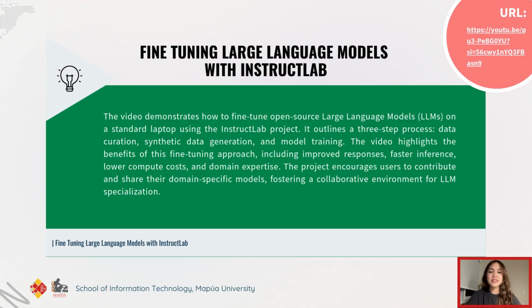The video provides a practical example of fine-tuning a model to gain specific knowledge about the 2024 Oscars. The benefits of this fine-tuning approach include improved responses, faster inference, lower compute costs, and domain expertise. The project is open and community-driven, encouraging users to contribute and share their domain-specific models.